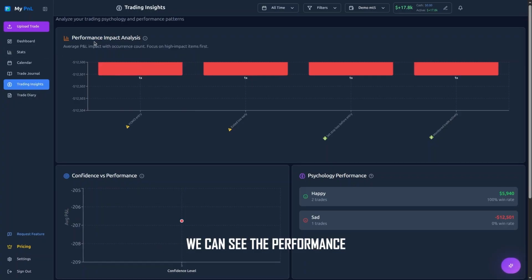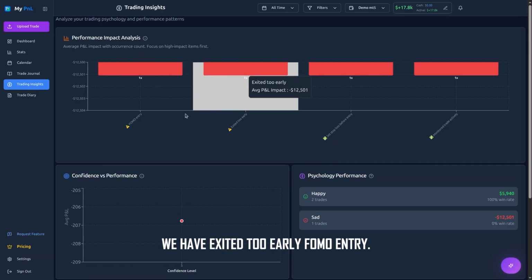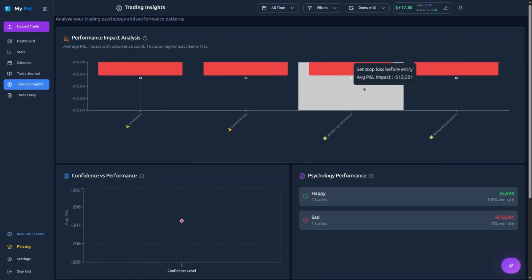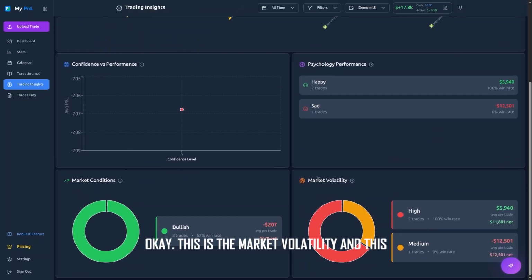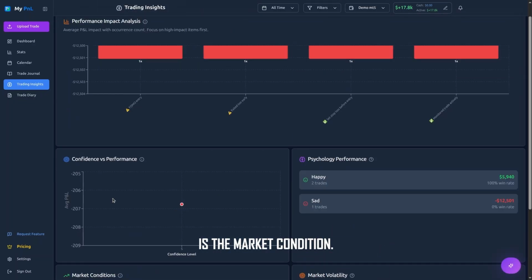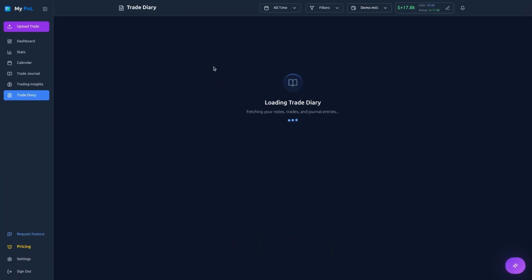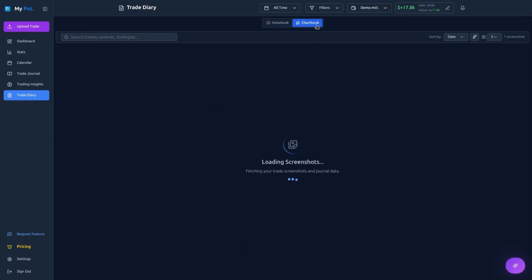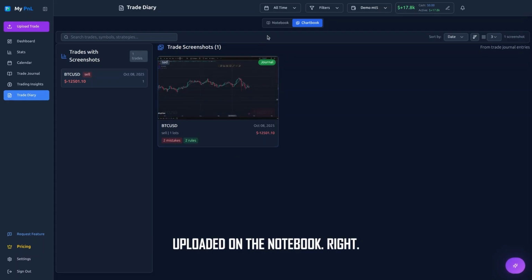We can see the performance impact analysis tab here. We have exited too early, FOMO entry. We had set the stop loss, and here we have monitored the trade actively. Two happy trades, one sad trade. Okay, this is the market volatility and this is the market condition. In the trade diary section, we also have a chart book. Okay, it's loading. So we can see the charts here that I just uploaded on the notebook, right?